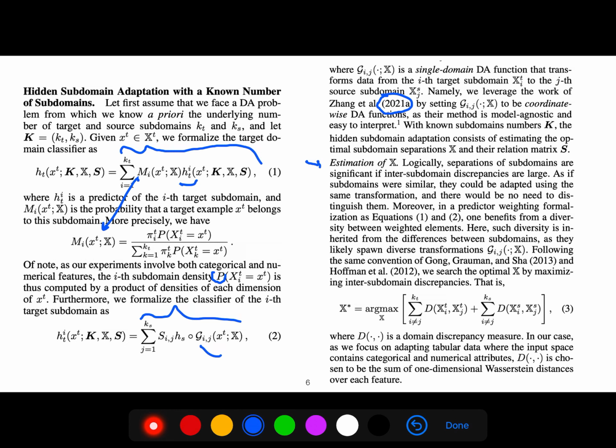So we search the optimal X by maximizing the inter-subdomain discrepancies. This D is just a domain discrepancy measure. And in this case, it's just a one-dimensional Wasserstein distance over each feature.